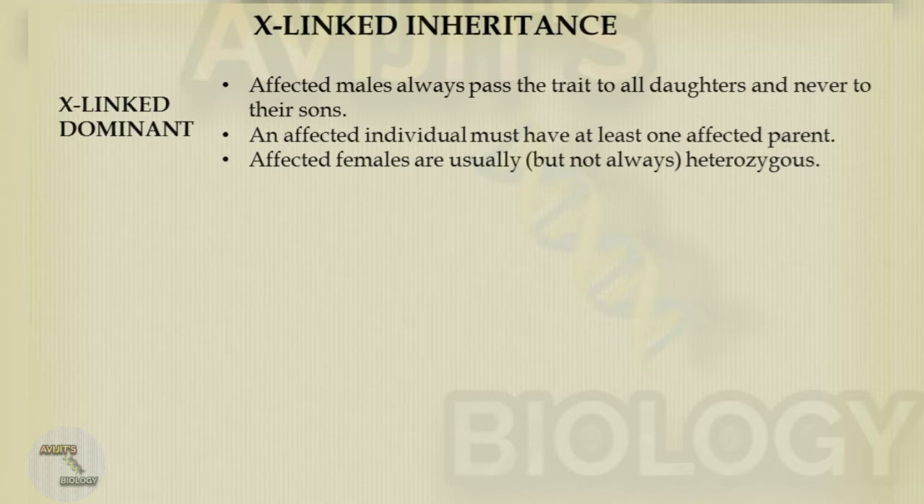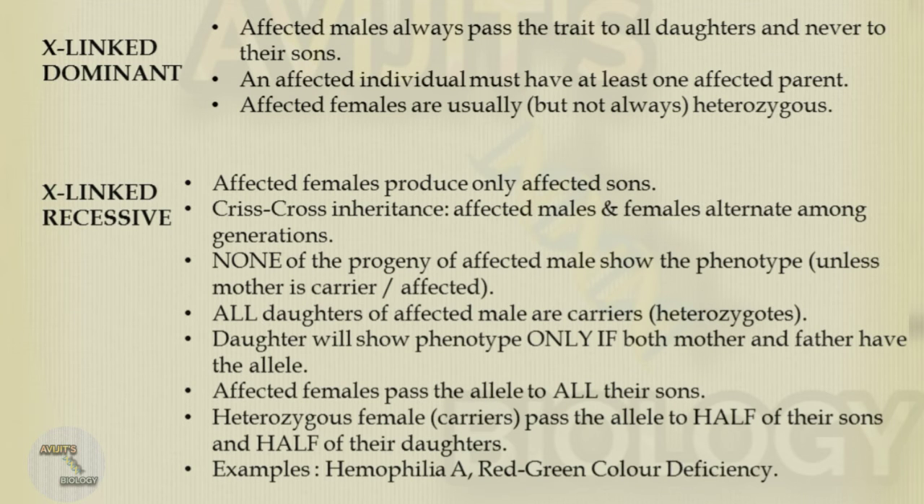As we know, the X chromosome of a male passes to their daughters and the Y chromosome passes to their sons. In X-linked dominant inheritance, an affected individual must have at least one affected parent, and the affected females are usually heterozygous.